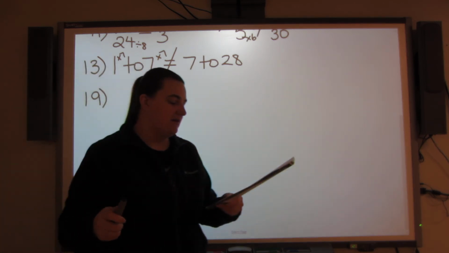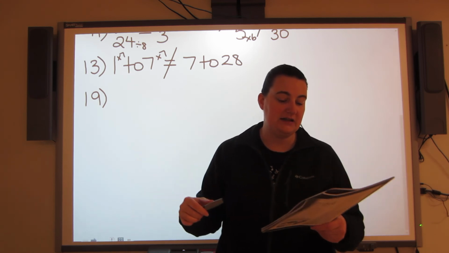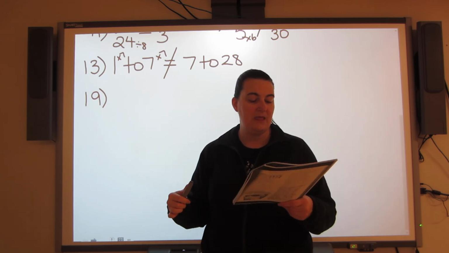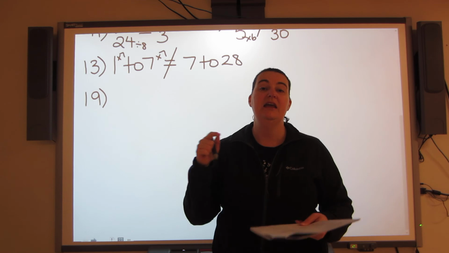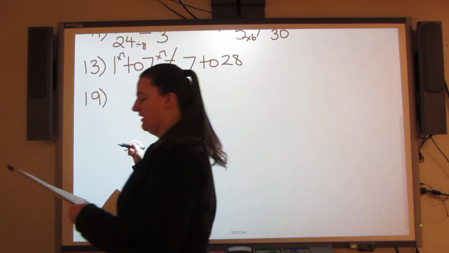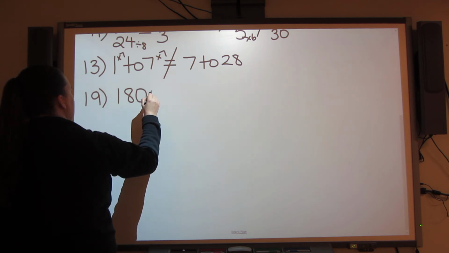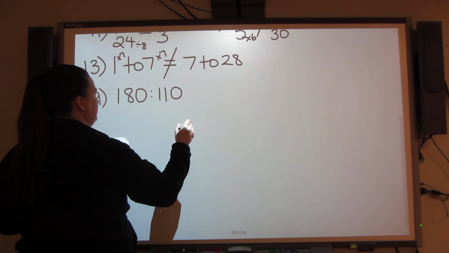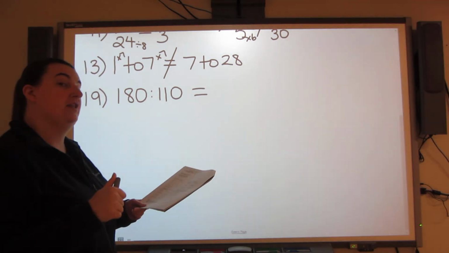So number 19, it's a word problem. Rachel sold 180 adult tickets and 110 student tickets to a school play. Write the ratio of adult tickets to student tickets in lowest terms. So adult tickets, we have 180, and student tickets, we have 110. And now we need to make an equivalent ratio. We need to find the lowest terms.